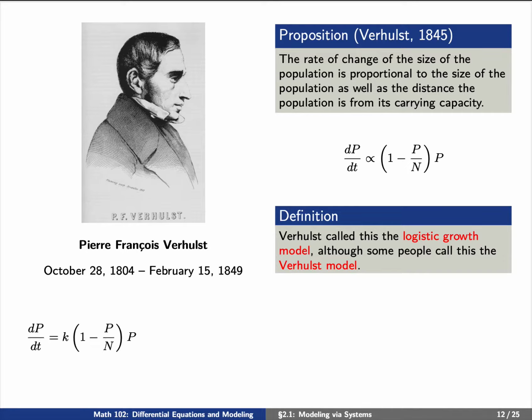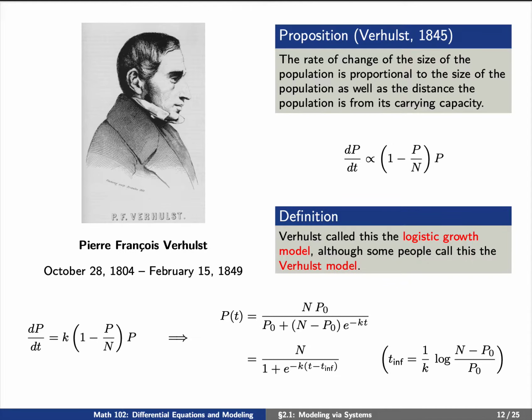Verhulst called this the logistic growth model, although some people simply call this the Verhulst model. Simply put, if we let k be our constant of proportionality, then we have the differential equation dP/dt equals k times 1 minus P over N times P. We've already seen that we know how to solve such an equation. Since this is a separable equation, we can work things out to see that P(t) should be N divided by 1 plus an exponential.